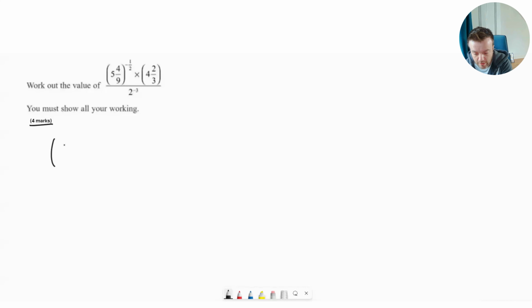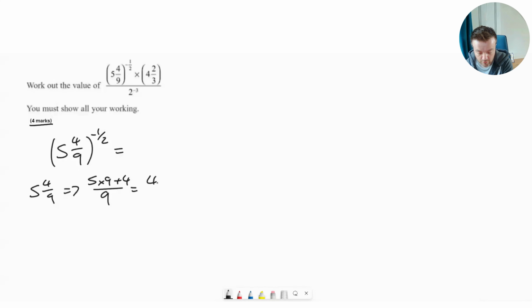Well, if we take each bit individually first and foremost, and we break each problem down. So here we've got 5 and 4/9 to the power of minus a half. So we've effectively got 2 parts. The first thing we need to do is turn that 5 and 4/9 into a top-heavy fraction. It's going to be out of 9. So we multiply the whole number by the denominator, which gives you 5 times 9, plus the 4, which gives us 49 over 9. Should be pretty basic stuff for most of you, right?